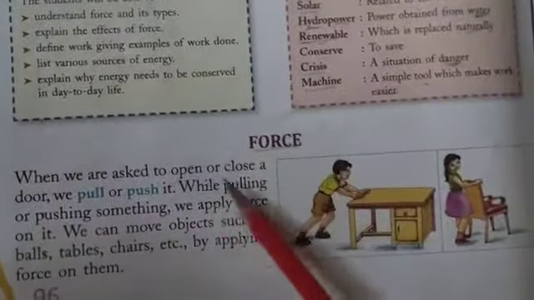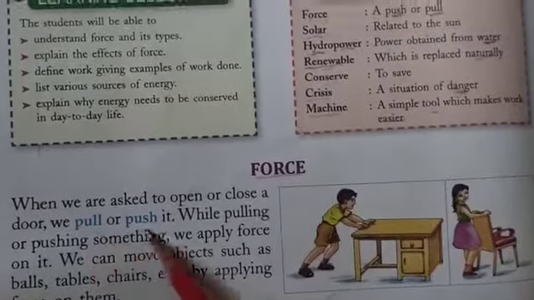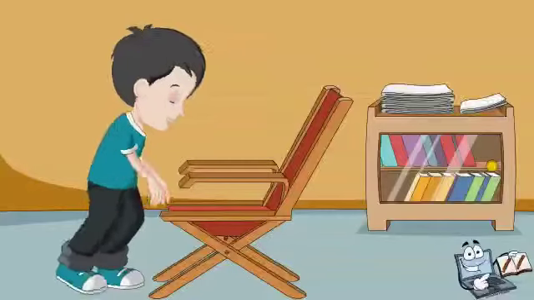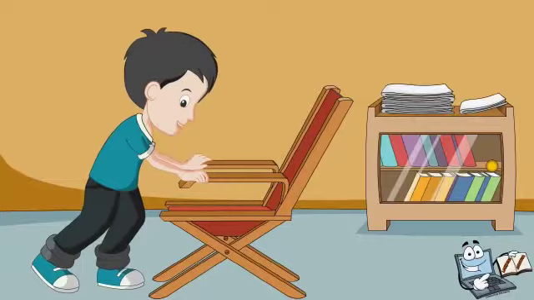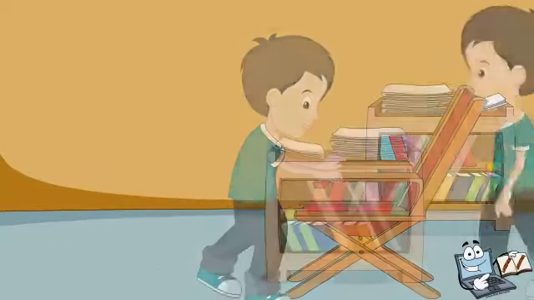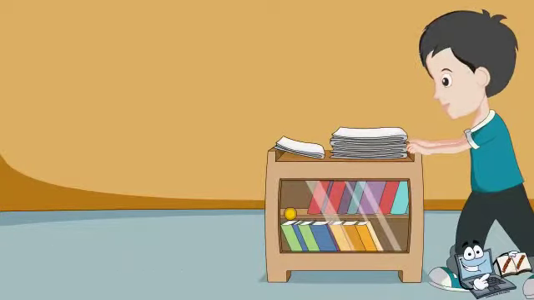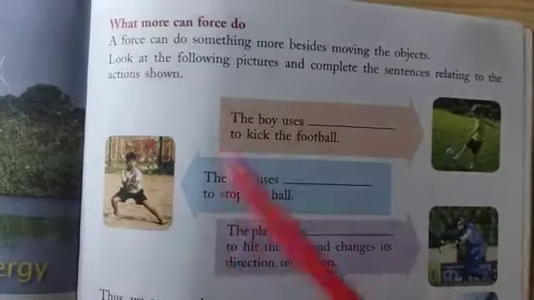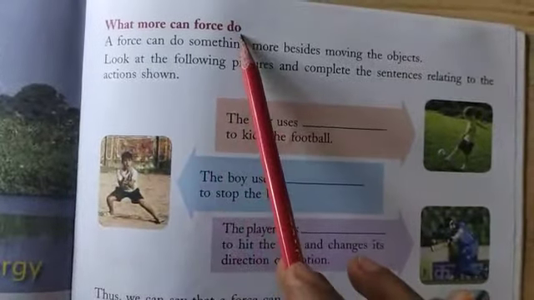Let's read about force. Children, when we are asked to open or close a door, we pull or push it. जब हम डोर को ओपन करते हैं या क्लोज करते हैं तो हम उसे पुल करते हैं या फिर पुश करते हैं. And for that we apply force on it. We can move objects such as ball, table, chair, etc. by applying force on them. A force can do something more besides moving the objects. Let's see what more can force do.